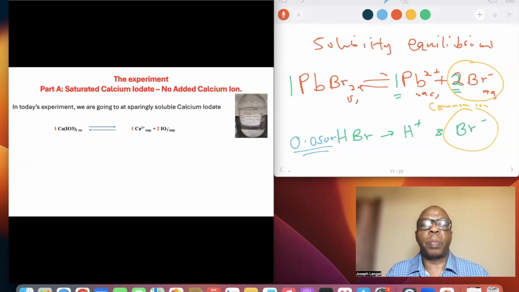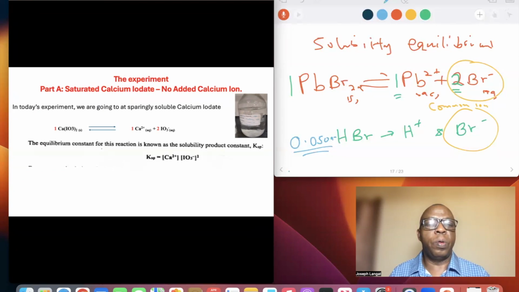In today's experiment, you have part A and part B. In part A, you will determine the molar solubility of calcium iodide in pure H2O. There is no calcium added in there. Remember, calcium is used to determine the molar solubility of calcium iodide because of 1:1. Don't forget to read the label. The solution should be for part A.